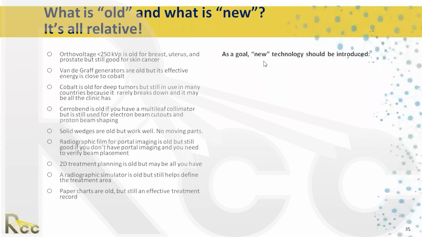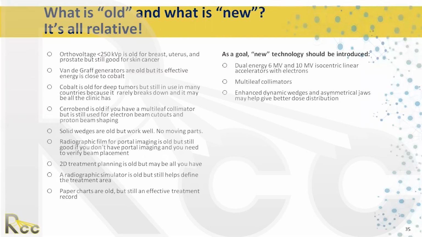So the goal is to introduce new technology. Dual energy machines, 6 MV and 10 MV. So a machine that actually produces a 6 MV beam and a 10 MV beam. A dual energy accelerator with electron capability. Multi-leaf collimators. Enhanced dynamic wedge, where the jaw is moved during treatment to shape the field instead of using a mechanical wedge, and it does give a sharper beam edge.